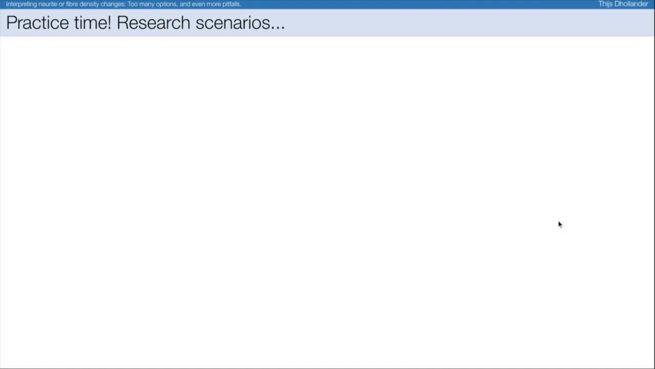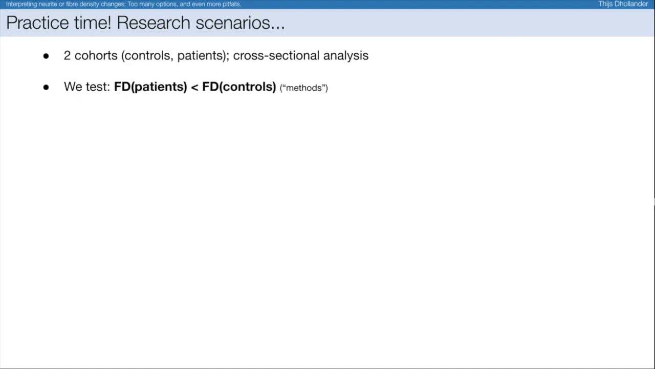All right, so practice time. I hope you've been paying attention and are also ready to reason a little bit further. We will just apply this the way you do. So how do you do this? You do research. You have 2 cohorts, let's say, controls and patients, and let's do a little cross-sectional analysis, right? So you set it up, you define your tests, you have both your populations, and you say, well, maybe the patients have a decreased amount of fiber density compared to the controls because the patients have some kind of damage in their brain. Makes sense. So you say, we're gonna test this statistically, and that's the thing you would write in your method section, right?